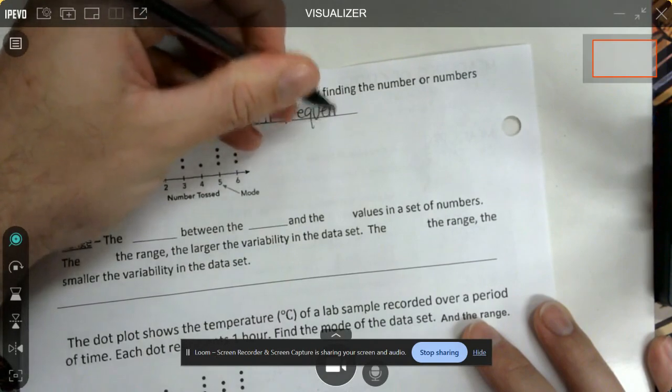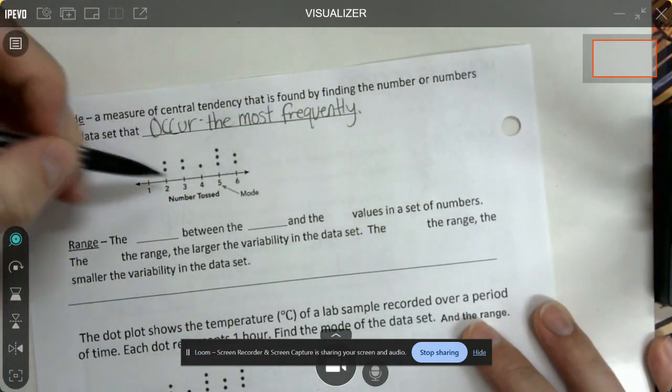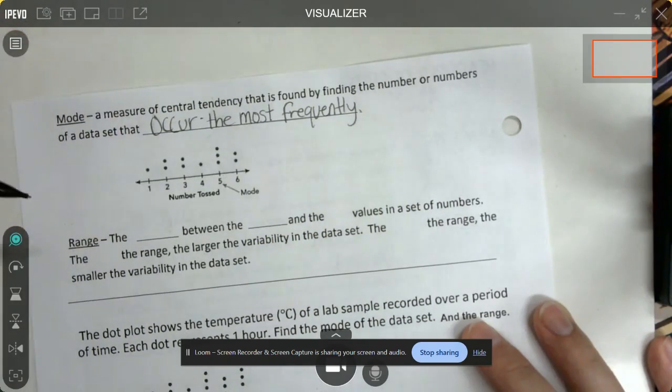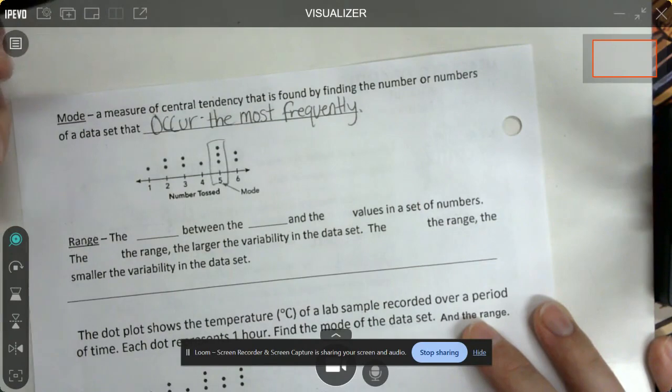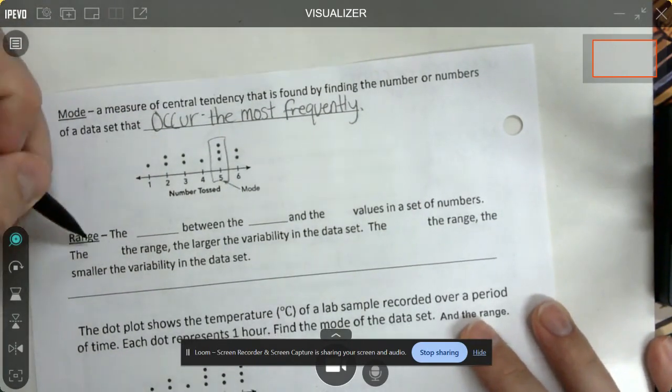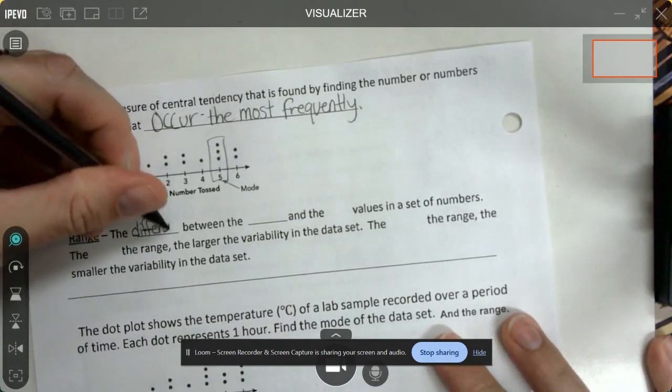All right, so we're going to find the mode of this data set. So which one of these numbers, for numbers tossed, appears the most? It's 5, right? 5 has the most. It's 3 data points. So 5 would be the mode there. Okay? Now range. Range is the difference. I have to write small here.